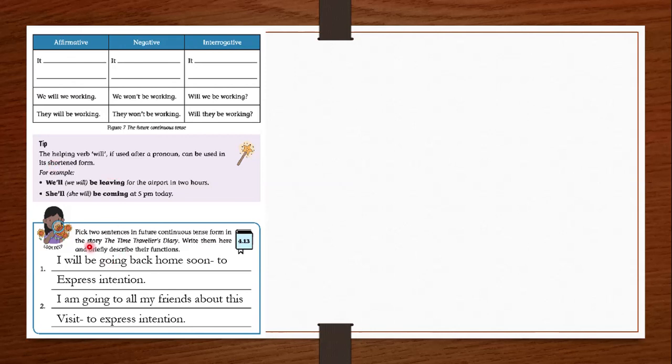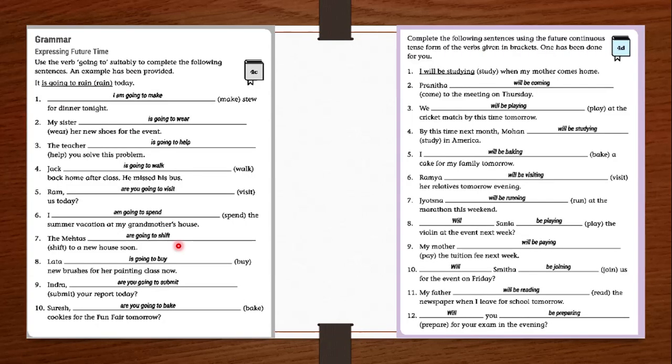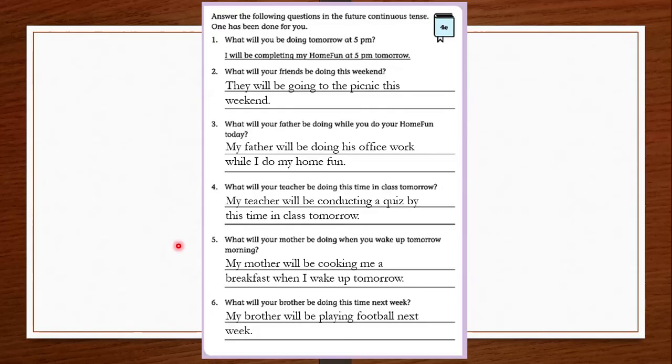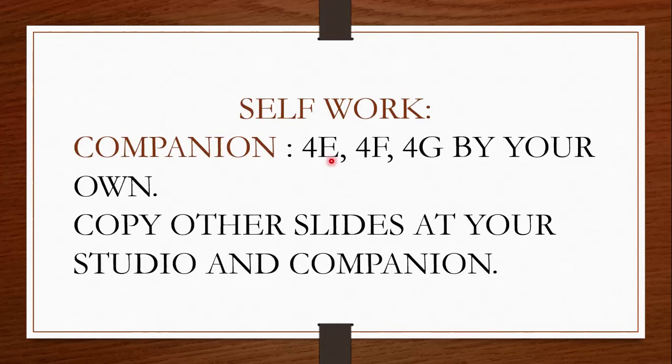Coming to 4.13, from the story, we were asked to write in the future continuous tense, and we have given this. And 4C is about using going to suitably to complete the following sentences. In 4D, we are going to complete the following sentences using the future continuous tense form. And 4E is, we are going to answer the following questions in the future continuous tense, and every answer has been given to you. Okay, these are the things which you have to copy into your companion. And your self work is, I have done 4B, C, D, and you are going to do E, F, G on your own, and you are going to copy the other slides at your studio and companion.